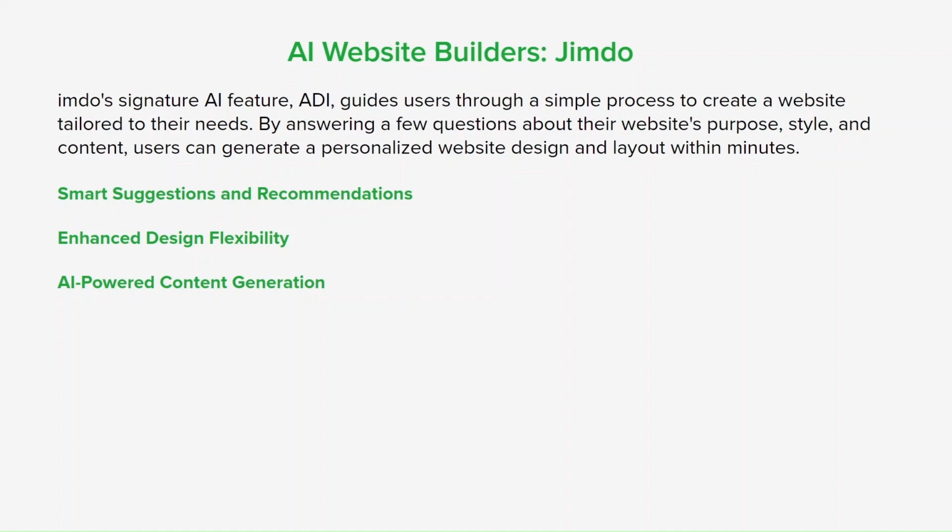Overall, Jimdo's integration of AI has transformed the website building experience, making it more accessible, efficient, and enjoyable for users of all skill levels. AI has empowered Jimdo to stand out in the competitive website builder market, catering to a broader audience and simplifying the process of creating professional websites. In essence, AI has become an integral part of Jimdo's DNA, seamlessly blending in with the platform's user-friendly approach to provide a truly intuitive and empowering website creation experience.